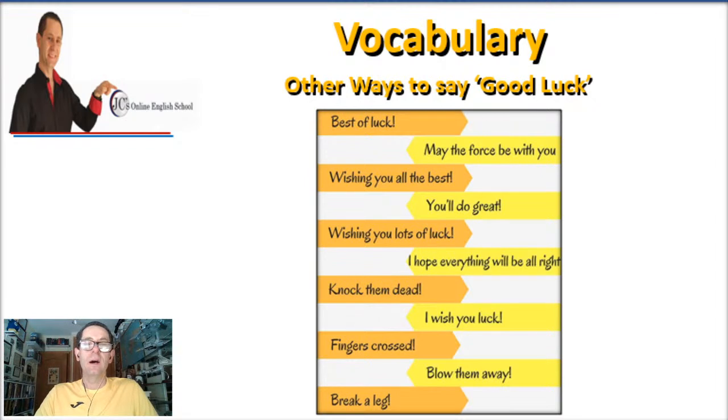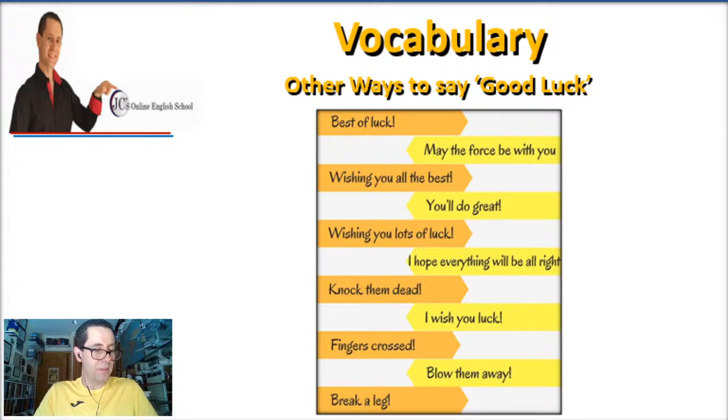I like that one. "You'll do great." Yeah, "you'll do great." "Wishing you lots of luck." Okay. "I hope everything will be all right." "Knock them dead." That one is idiomatic. "I wish you luck." That one's easy. "Fingers crossed," like in Spanish, we go like this, fingers crossed. "Blow them away." And last but not least, "break a leg."